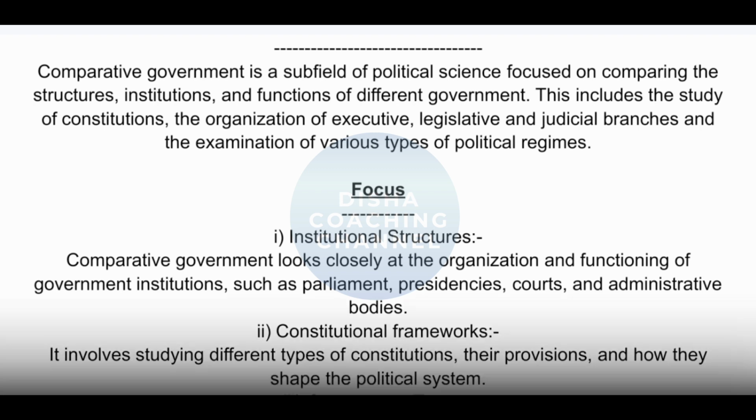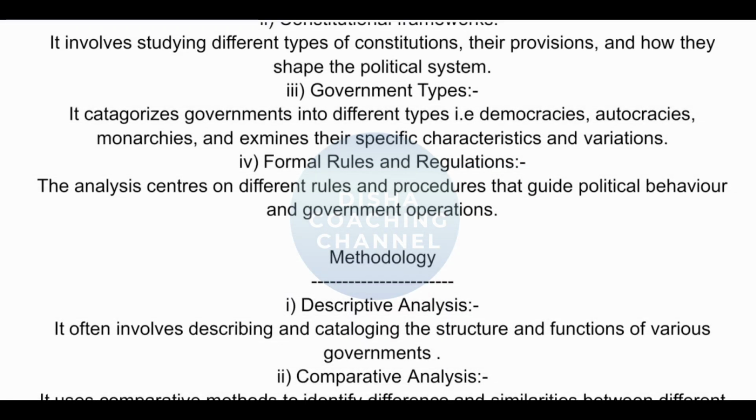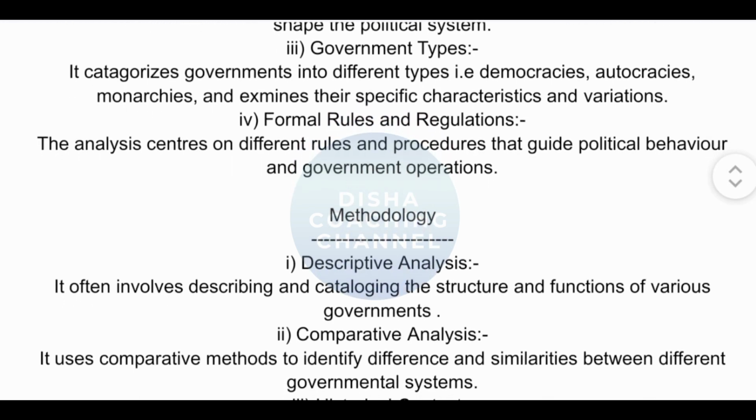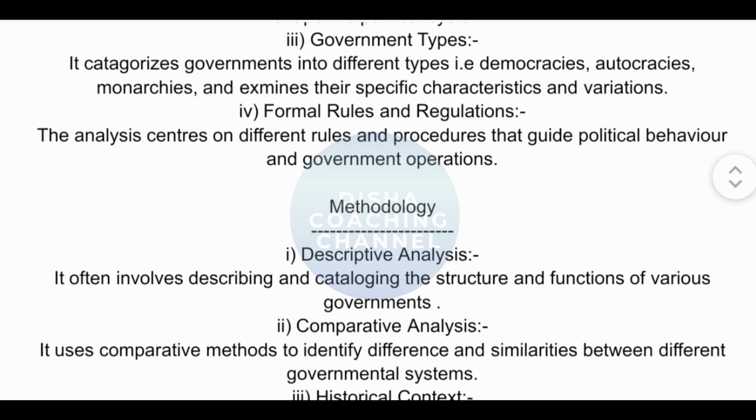Number 3. Government types. It categorizes governments into different types, that is, democracies, autocracies, monarchies, and examines their specific characteristics and variation. Number 4. Formal rules and regulations. The analysis centers on different rules and procedures that guide political behavior and government operation.